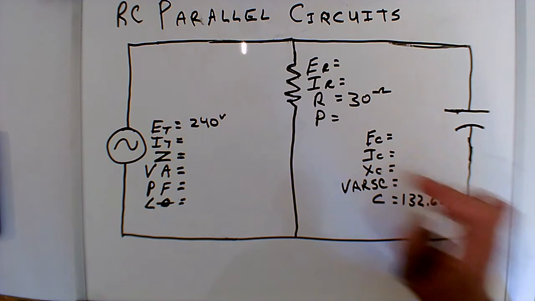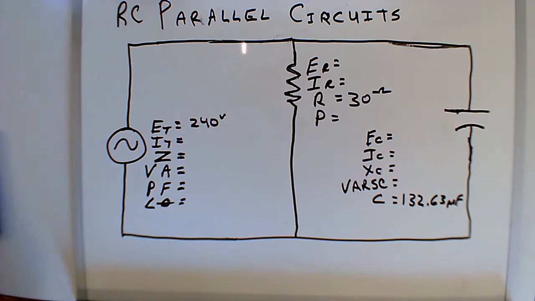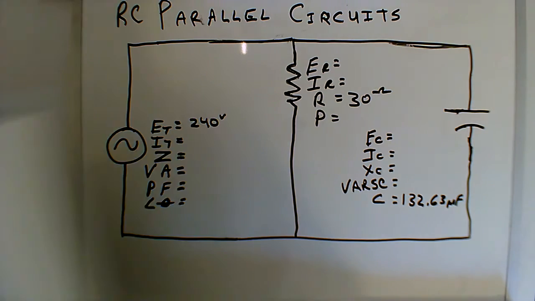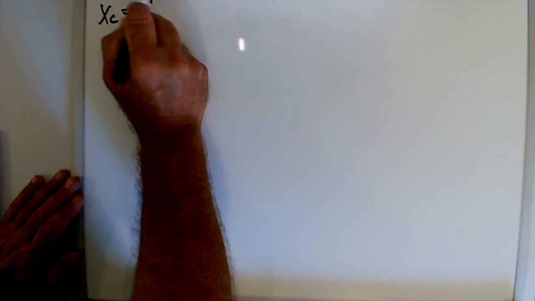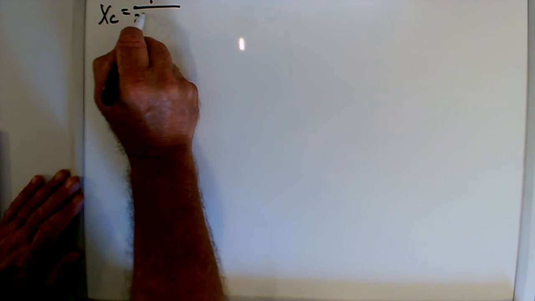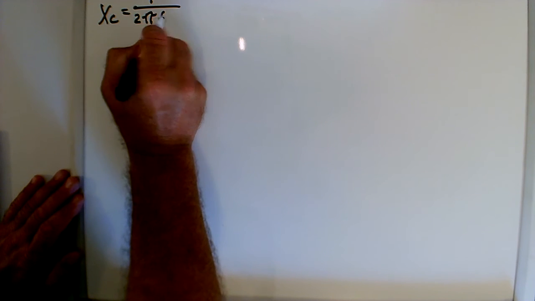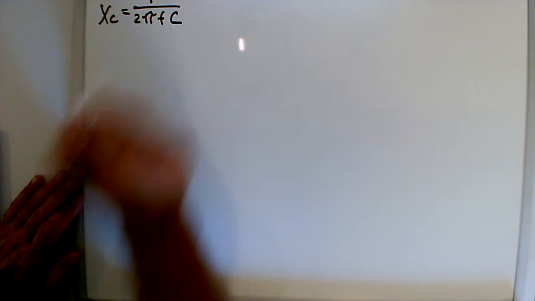what the XC is. What is the capacitive reactance of this circuit? What is the XC? How do I solve for XC? XC is equal to 1 divided by 2 pi, the frequency, and C.